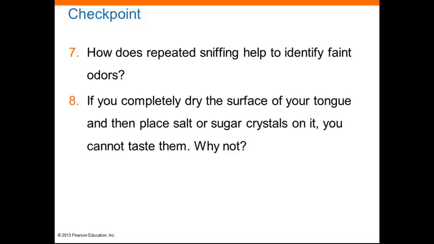So we've reached yet another checkpoint. See if you can answer these questions before you move on to the next section.